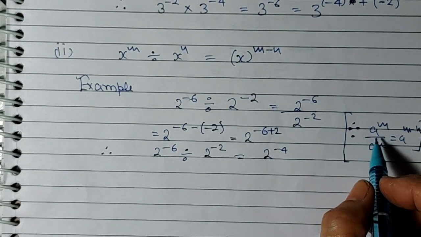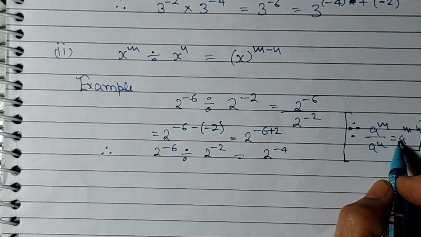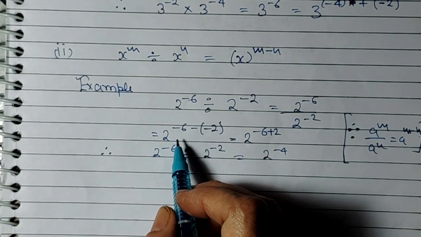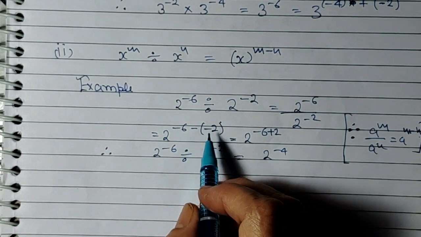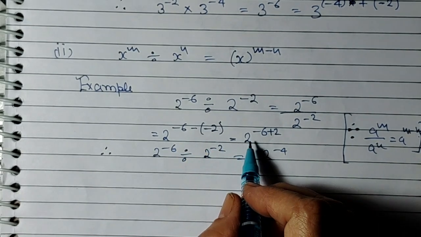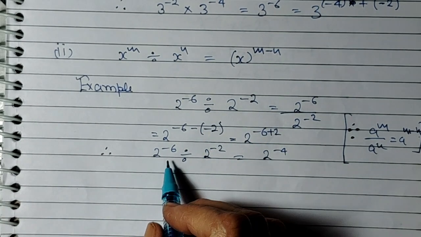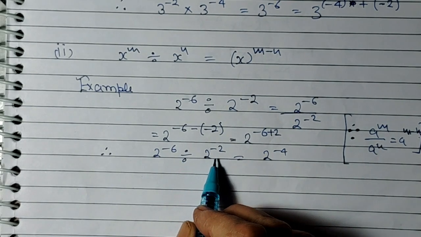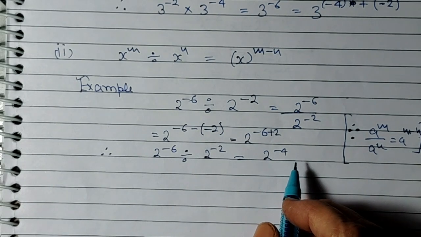From the identity a to the power m over a to the power n, it is a to the power m minus n. And it is equal to 2 to the power minus 6 minus minus 2. Powers will be subtracted with minus sign. It is equal to 2 to the power minus 6 plus 2. Minus minus is plus. So finally 2 to the power minus 6 divided by 2 to the power minus 2 is equal to 2 to the power minus 4. This is the second law of integral exponents.